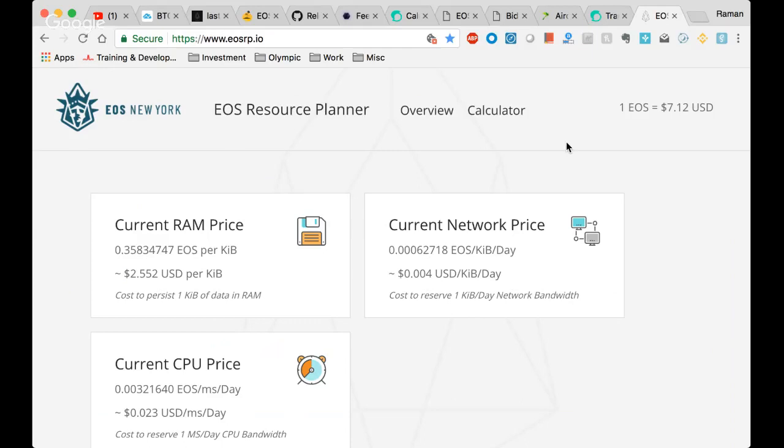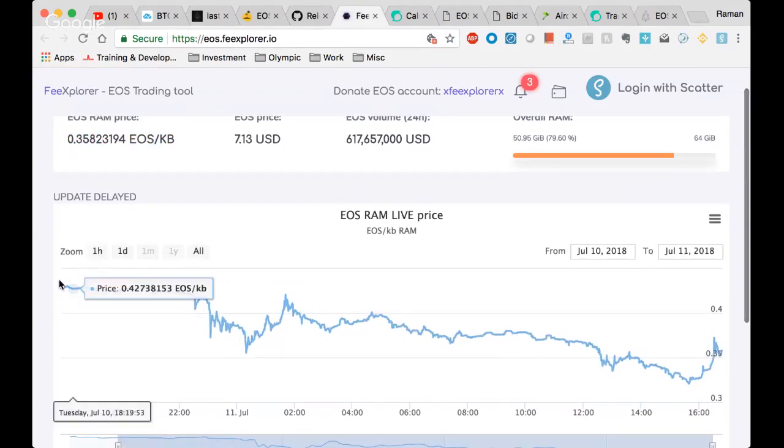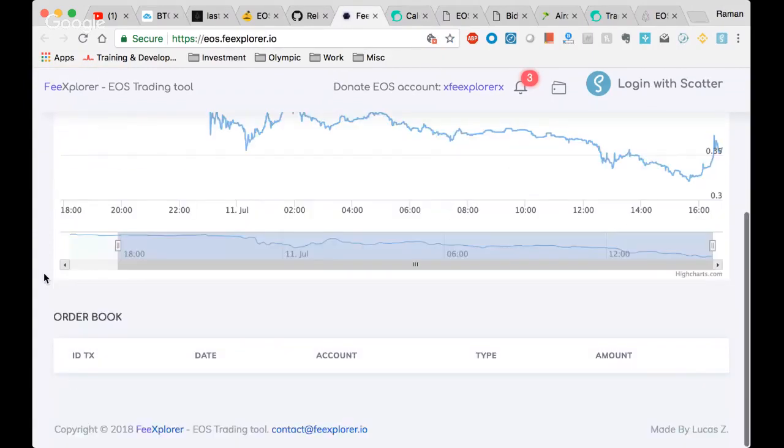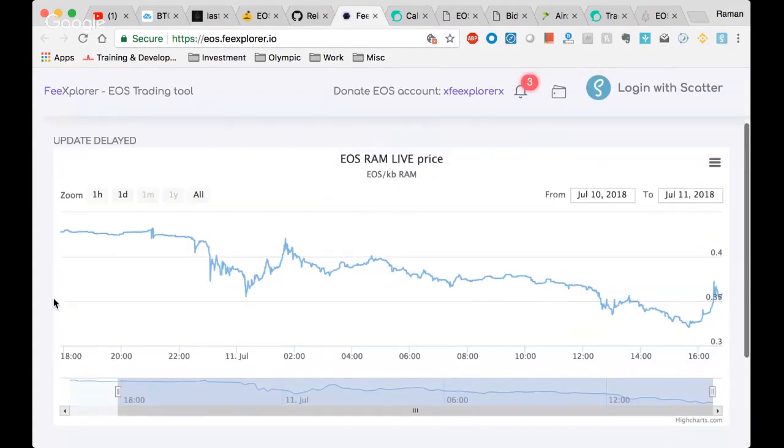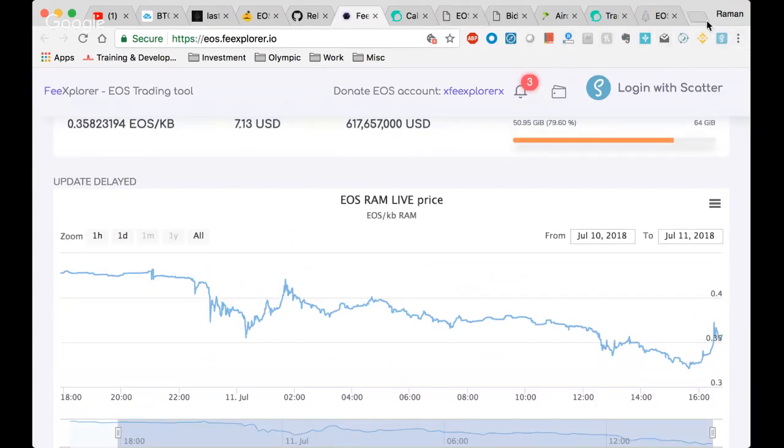There is another question: is RAM at a good price right now? So again, this is speculation. I would not say how the speculators will play it out. There are big people in the game. The amount of money being traded on EOS RAM right now is huge.